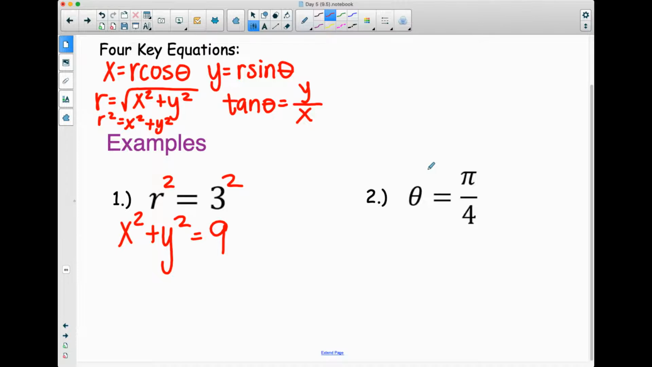Okay? So those are the only equations we can use up there, and those are the only ones we need to use to get these from having r's and thetas to now having x's and y's. So let's look at the next one.